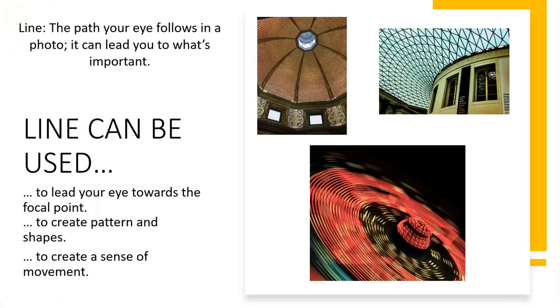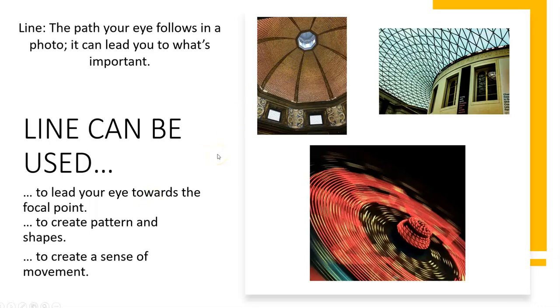Line is the path that your eye follows in a photo. It can lead you to what's important. We all know what lines are, right? But we know that lines in a photograph can be very effective. So for example, if we look at this picture up here, on the left, we have these nice, really arched lines, and these lines help draw our eyes immediately to the focal point of the picture, which is right here. And so we know lines can be used to lead your eye to a focal point.